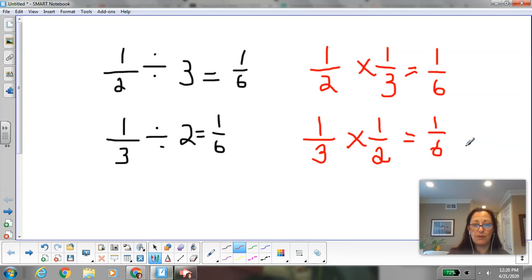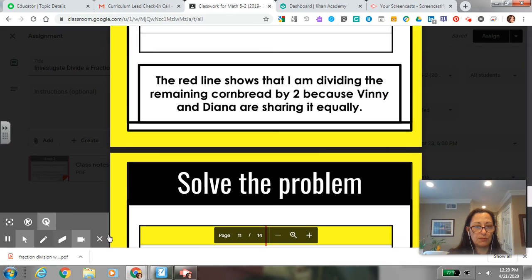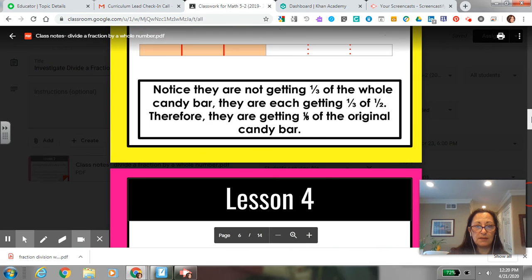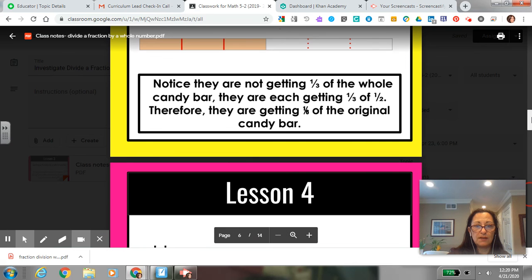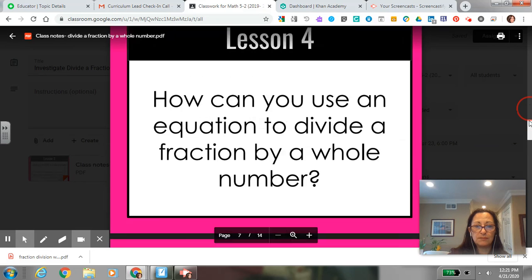So I hope that helps. Let's just go back to the original problem. So again, notice that it is 1/2 of a candy bar. 1/3 of 1/2 is really 1/6 of the original.